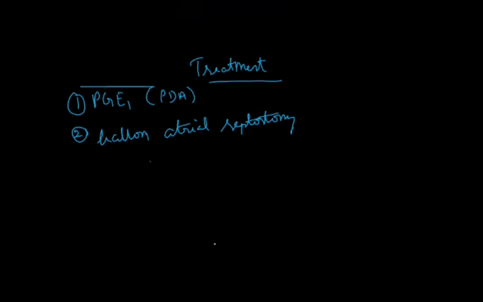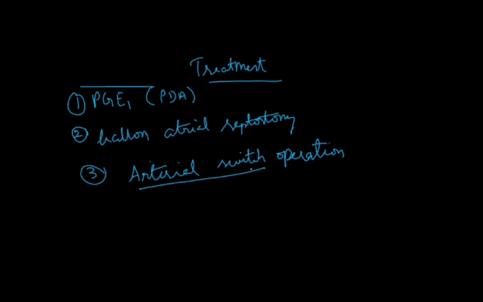But the most important definitive surgery is the arterial switch operation. What you do in arterial switch operation is resect the pulmonary artery and the aorta. The distal aorta is anastomosed to the proximal pulmonary stump, and the pulmonary artery is anastomosed to the proximal aortic stump.